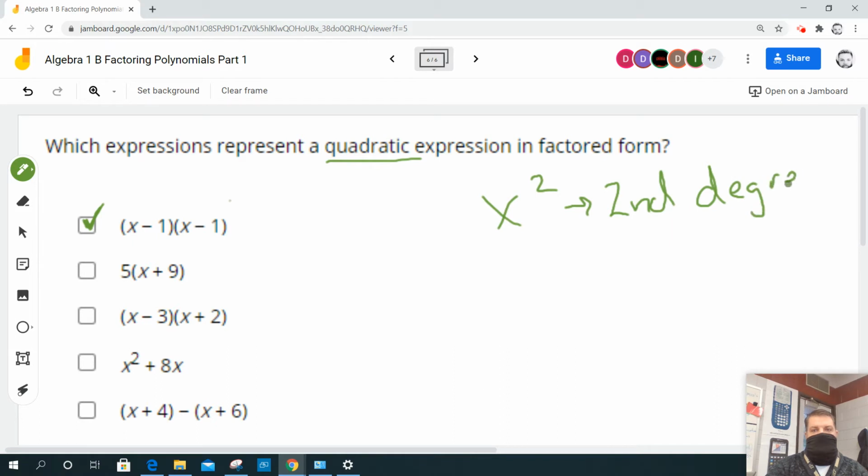So now the reason I mentioned that is I looked at this and I thought, well, that's certainly factored. But when I distribute that 5 through the parentheses, I get 5x plus 45. That's a first degree polynomial. So that one doesn't work.